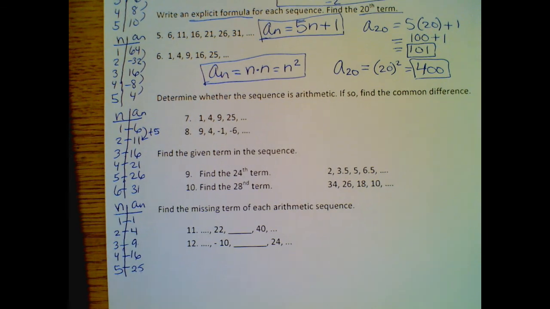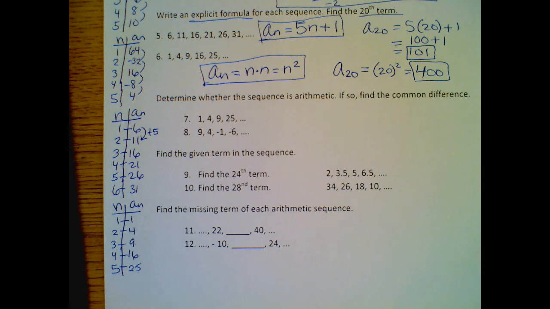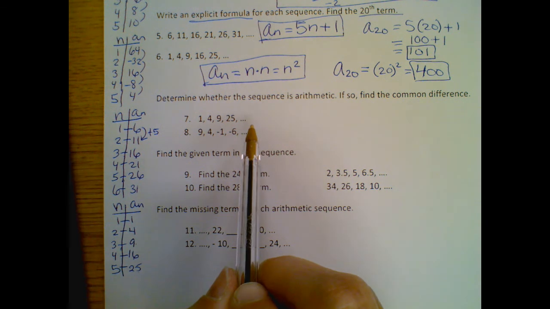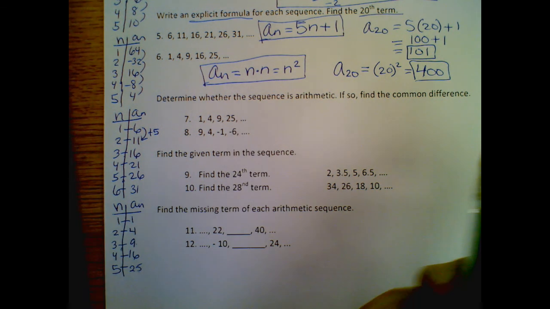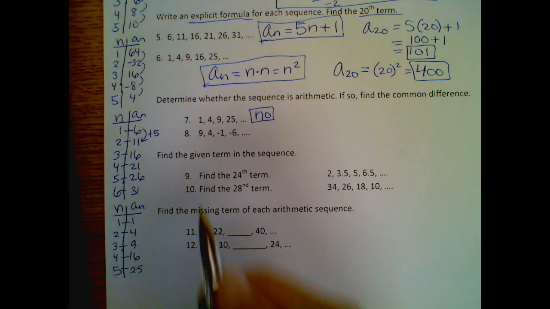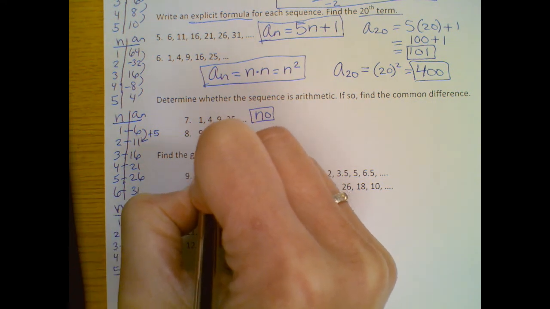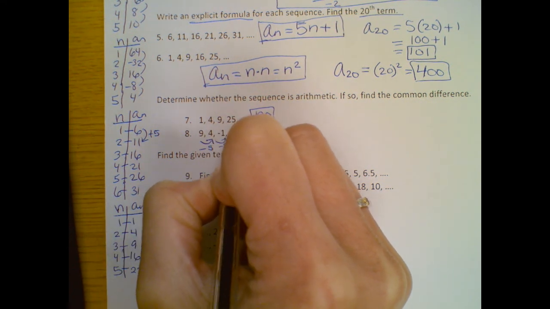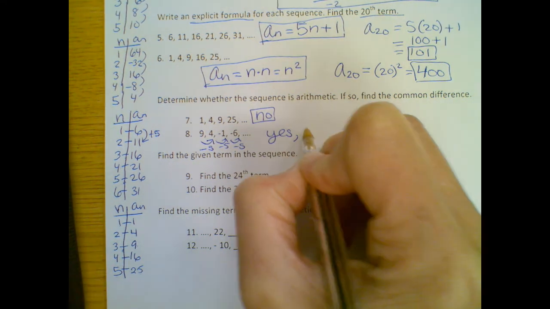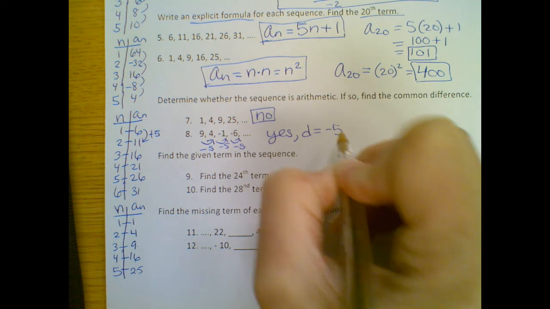Now this next part, it says determine whether the sequence is arithmetic. If so, find the common difference. Now arithmetic means that the sequence has to be adding or subtracting by the same number. So for this first one, notice they're adding 3, but they don't keep adding 3. And it is increasing, so they're not subtracting a number. So this one, it is not arithmetic. Now this next one, they are subtracting 5. They're subtracting 5, they're subtracting 5. So we would say, yes, this one is arithmetic, and then the common difference is subtracting 5.